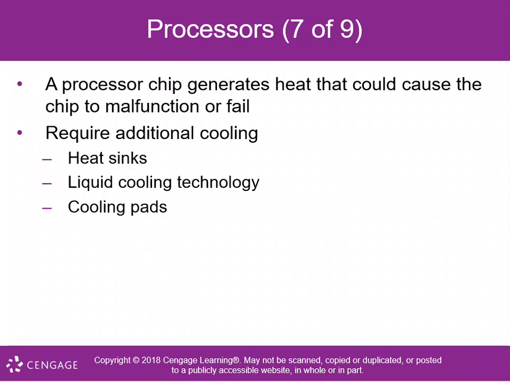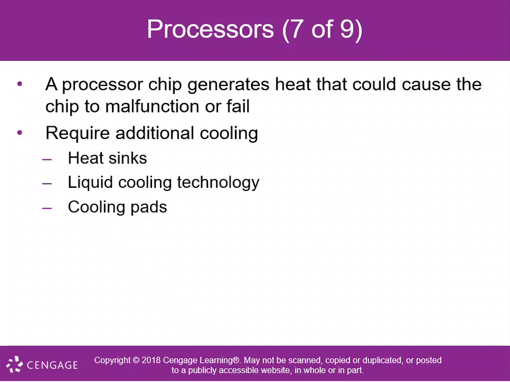Processors, still a processor chip generates heat that could cause the chip to malfunction or fail. Okay. Prosesor itu sendiri sebenarnya menghasilkan haba sewaktu dia berfungsi. Jadi, that kind of heat can lead to malfunction or fail of the chip itself. Okay, akan menyebabkan kerosakan pada chip itu sendiri. So, therefore, we require additional cooling. Okay, heat sinks, liquid cooling technology and cooling pad.